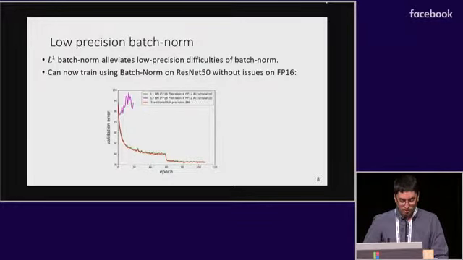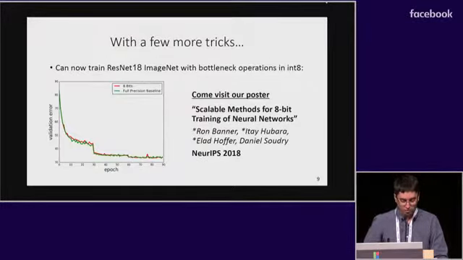Replacing L2 with L1 also allowed us to alleviate low precision difficulties of batch norm, and we were able for the first time to train ResNet 50 completely in half precision without any modifications. With a few more tricks, we were able to use these ideas in a follow-up work, also available at NeurIPS this year, allowing training models in 8-bit of precision. We invite you to check our work, Scalable Methods for 8-bit Training, for more details.